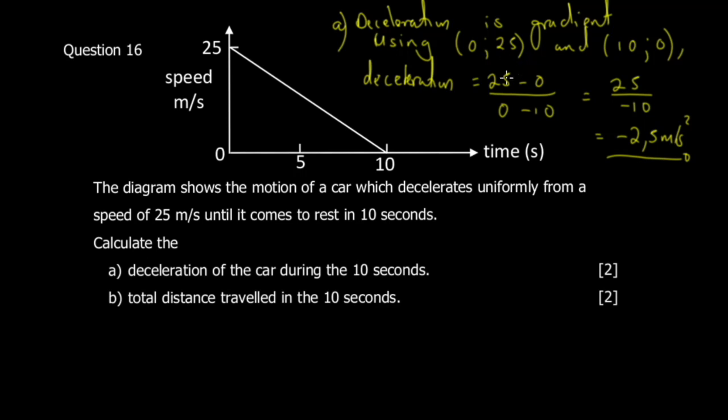And if you want to see how it comes, this one will be meters per second. This one will be seconds. Meters per second divided by seconds, you get meters per square second. That's why it's coming out like that.